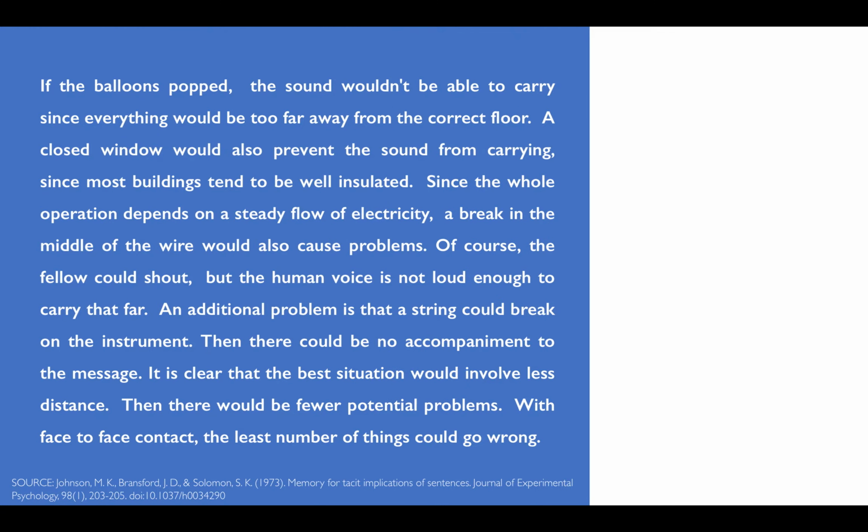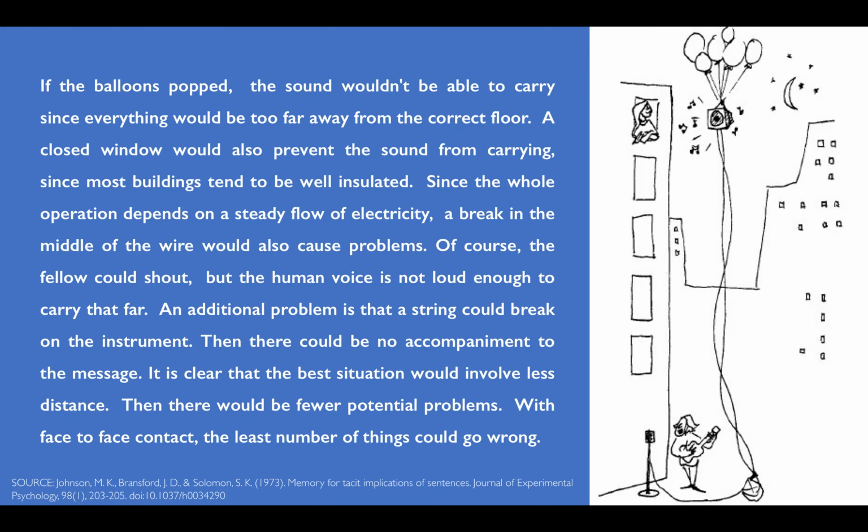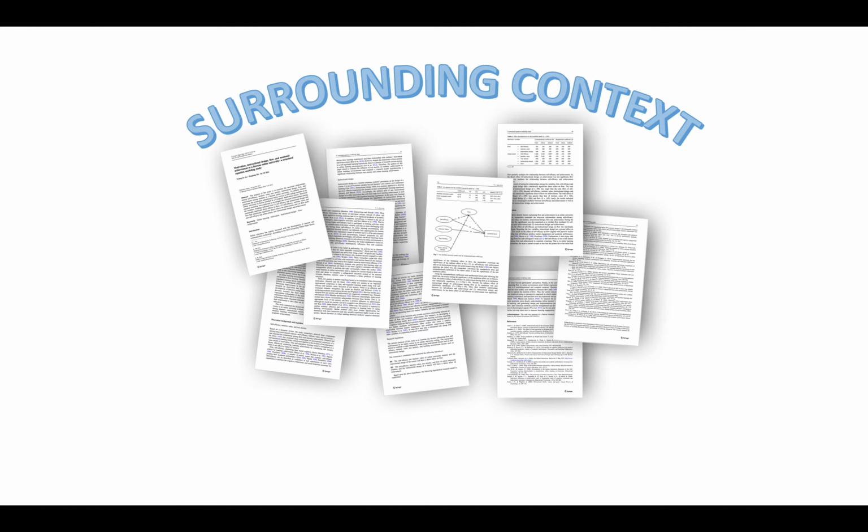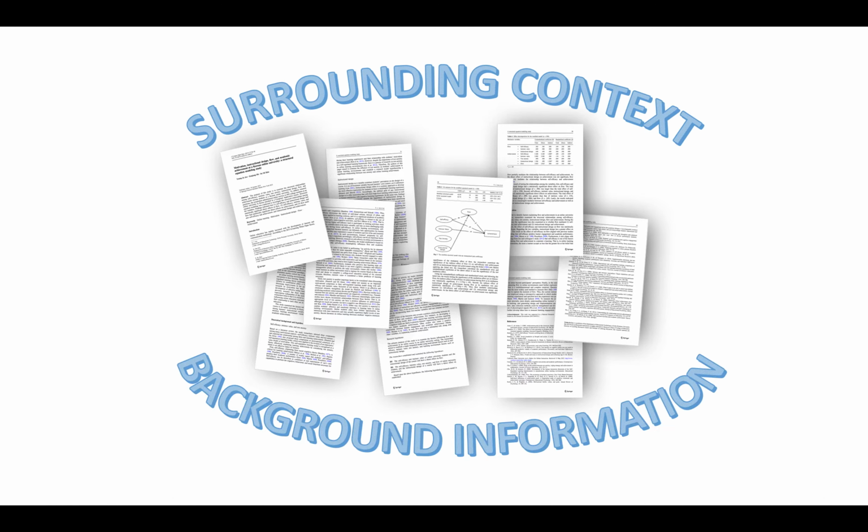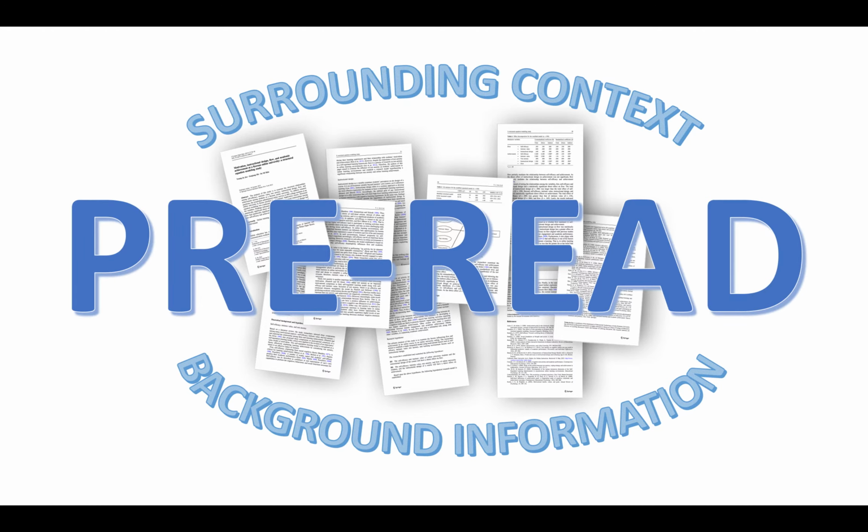The point of this experiment is that in order to understand anything you're reading, you need to understand the context of the passage. Even if you understand all the words in this paragraph, they don't make any sense unless you have the whole picture, unless you understand the context. In the same way, an academic article is not going to make any sense to you unless you understand its surrounding context, unless you have the background information to see its whole picture. And the best way to understand an article's context is to pre-read it.